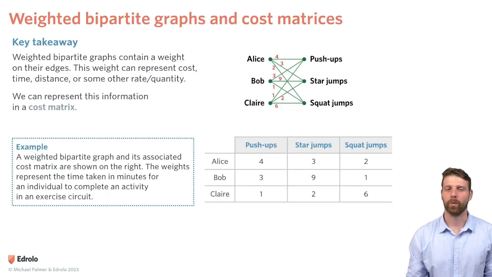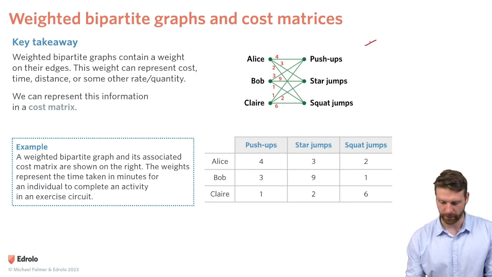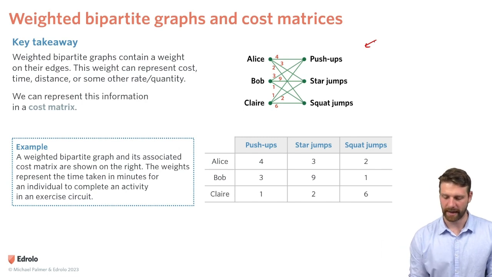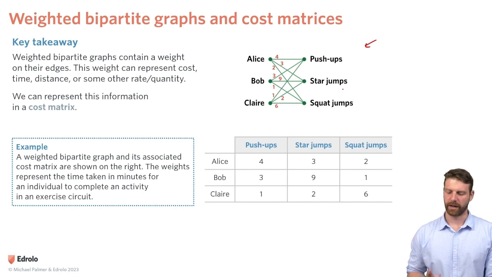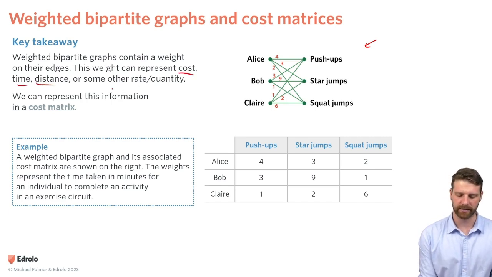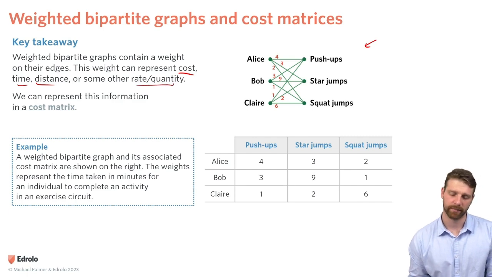All right, let's look at weighted bipartite graphs and their associated cost matrices. So here we've got a graph. Let's look at that first. We've got Alice, Bob, and Claire, and we've got some exercises: push-ups, star jumps, and squat jumps. Our key takeaway today is that weighted bipartite graphs contain a weight on their edges. This weight can represent cost, time, distance, or some other rate or quantity, anything that makes sense.